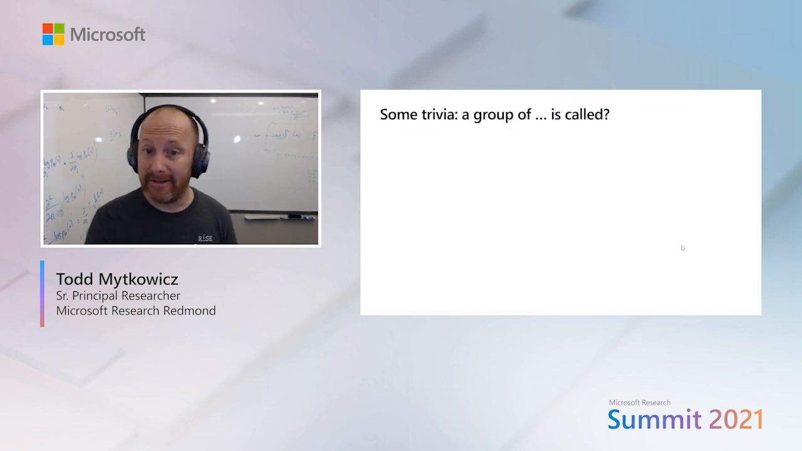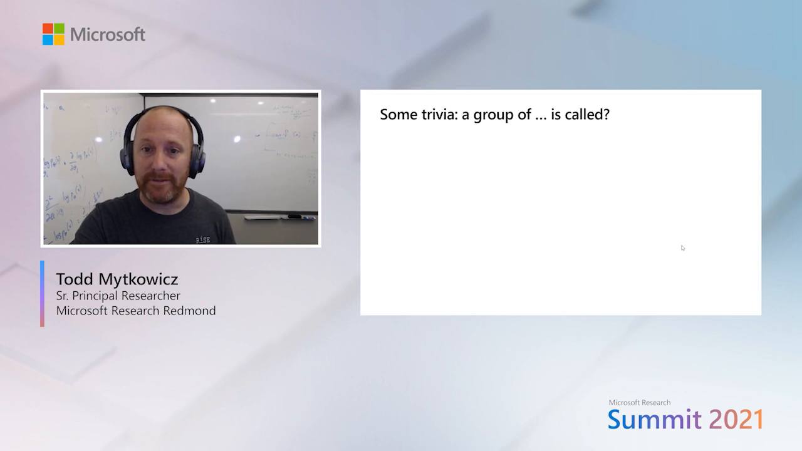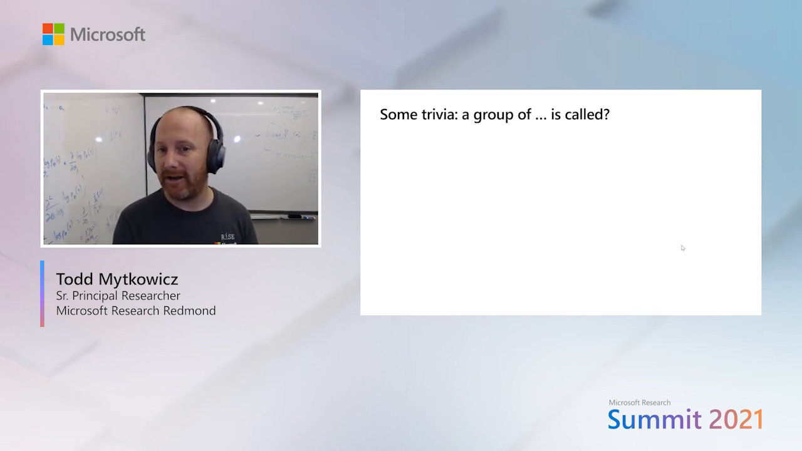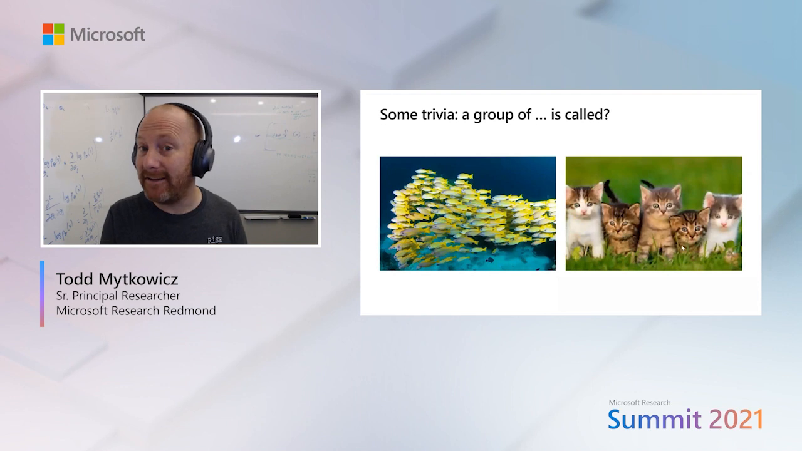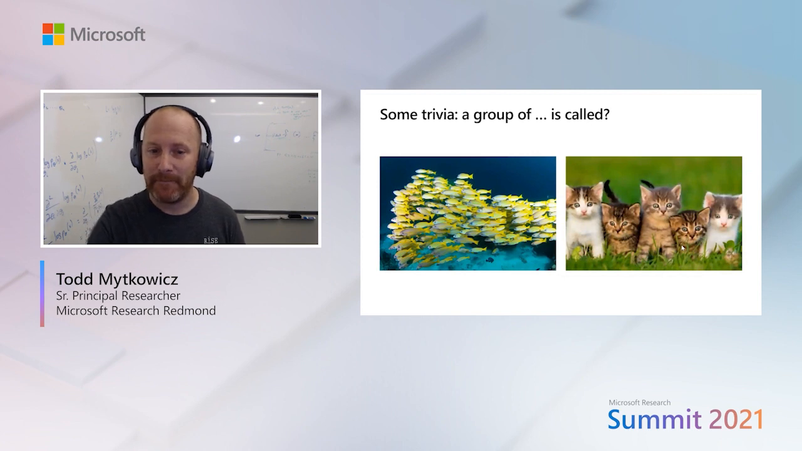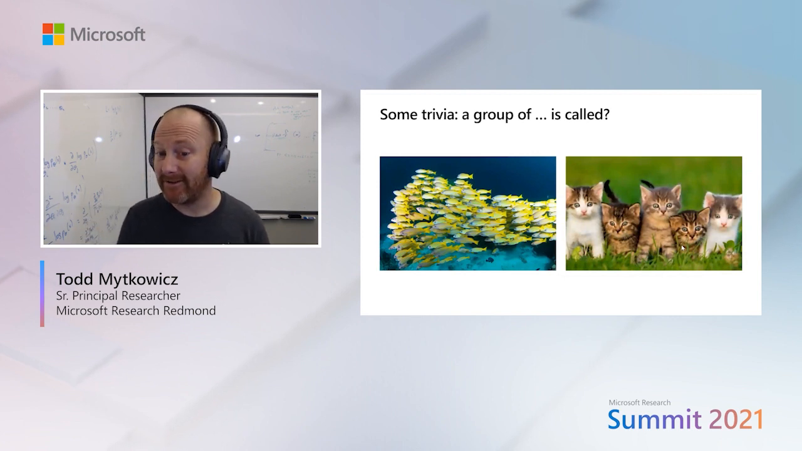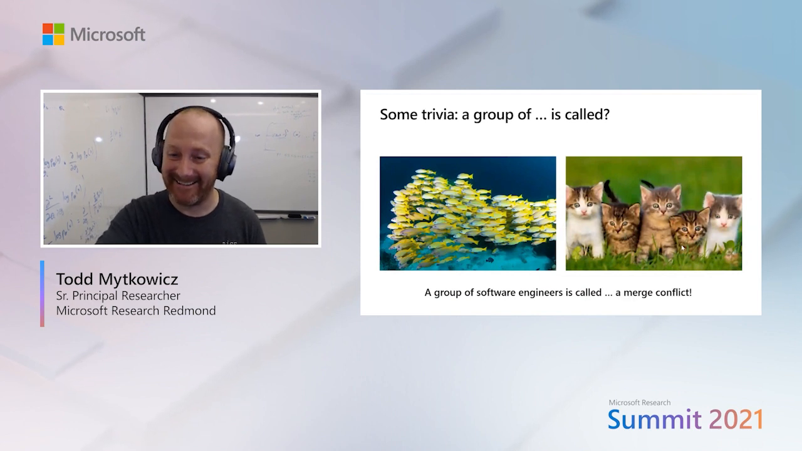So before we dive in, I want to go through a little bit of trivia, get people warmed up here. So you can answer at home. I know this is a recording. A group of fish is called a school. Okay, another one. A group of kittens is called a litter. Okay, so now the tough one, now that we're warmed up. A group of software engineers is called a merge conflict.